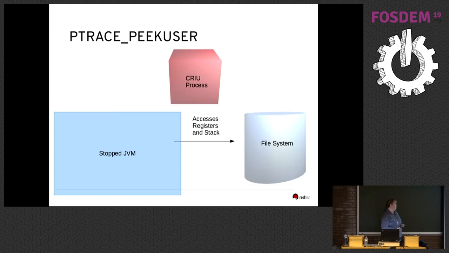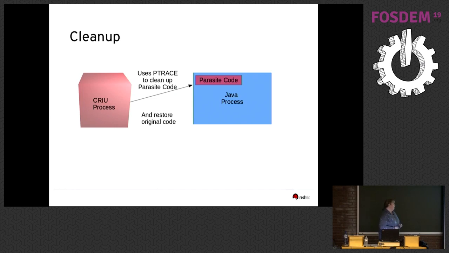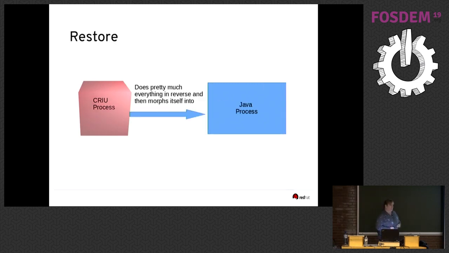It can get access to the registers and the stack using ptrace peekuser. I don't know if anybody out here ever programmed a TRS-80. I did. And peek and poke were really cool way back then. So having peekuser is very nostalgic for me. The parasite code operates with all of the permissions of the Java process. Then they can use the ptrace code to clean up the parasite code, restore the original code, and your Java process can just keep going. And it detaches and we go on. The reverse is pretty much an inverse, except that the CRIU process morphs itself into the Java process, which I thought was pretty cool.